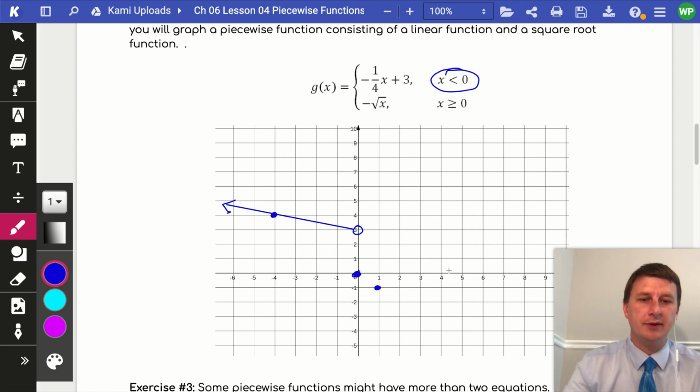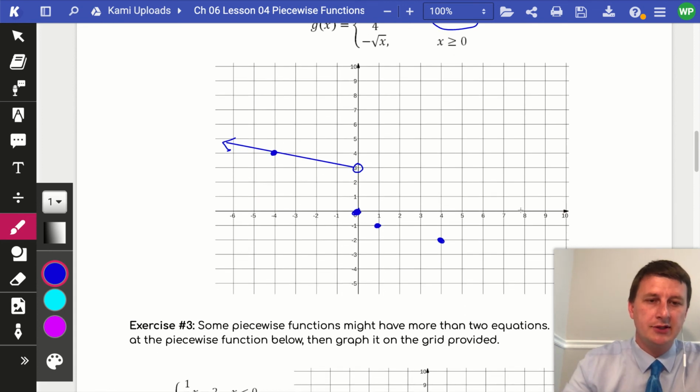Square root of 3 is irrational. Square root of 4 is 2, but make it negative, it says. Square root of 5, 6, 7, and 8 are irrational. Ooh, square root of 9 is 3, but it says in my function to make it negative. So it's going to be a negative 3.